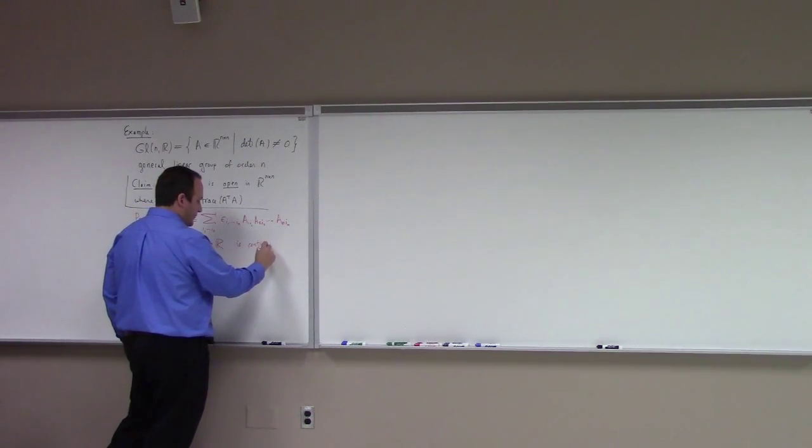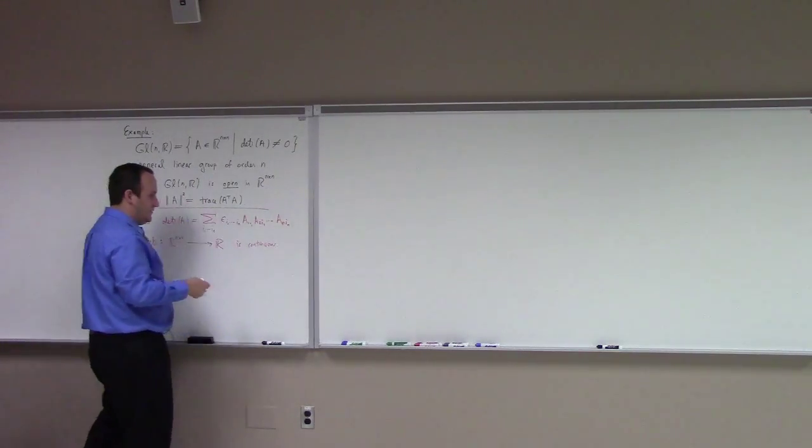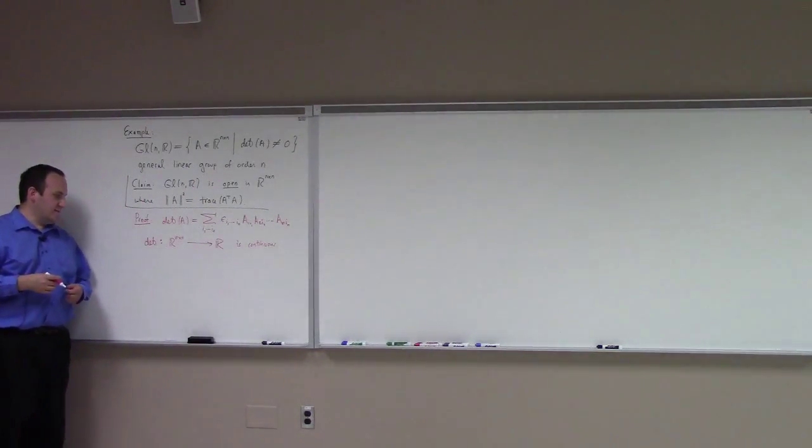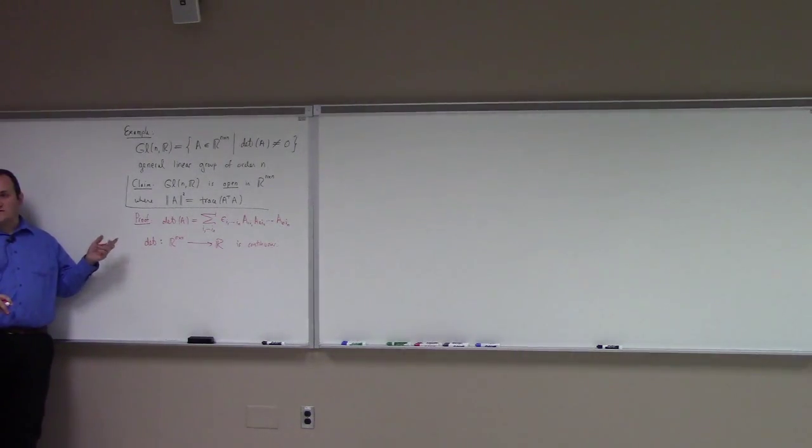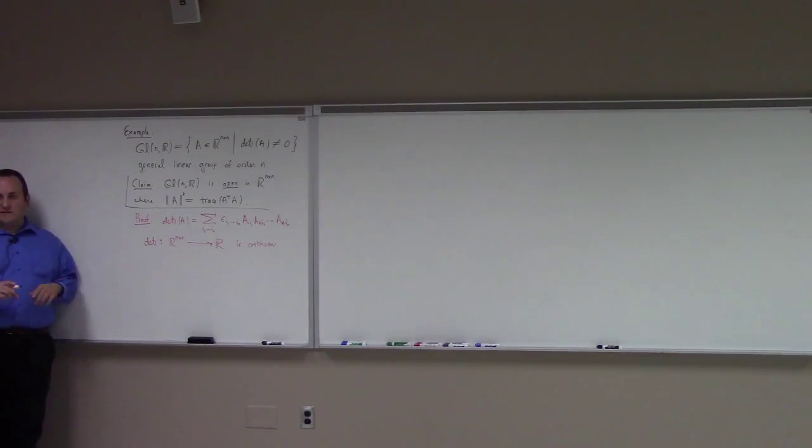So basically what we proved last time, or at least I gave you some plausibility arguments to see, is that if you take the sum of continuous functions, you get another continuous function. If you take the product of continuous functions, you get a continuous function. So the determinant's continuous. Now, one of your homework problems is to show that for a continuous function, the inverse image of an open set is open.